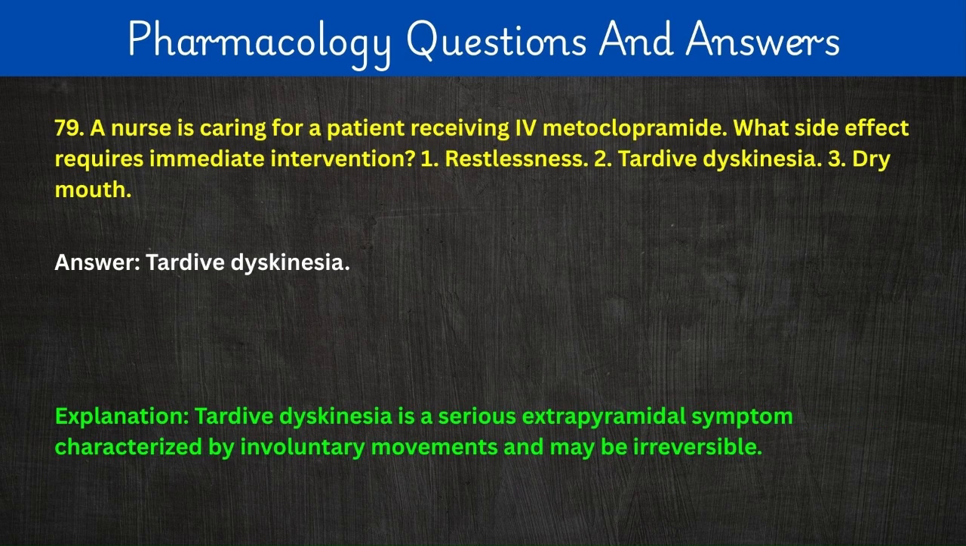79. A nurse is caring for a patient receiving metoclopramide. What side effect requires immediate intervention? 1. Restlessness. 2. Tardive dyskinesia. 3. Dry mouth. Answer: tardive dyskinesia. Explanation: tardive dyskinesia is a serious extrapyramidal symptom characterized by involuntary movements and may be irreversible.